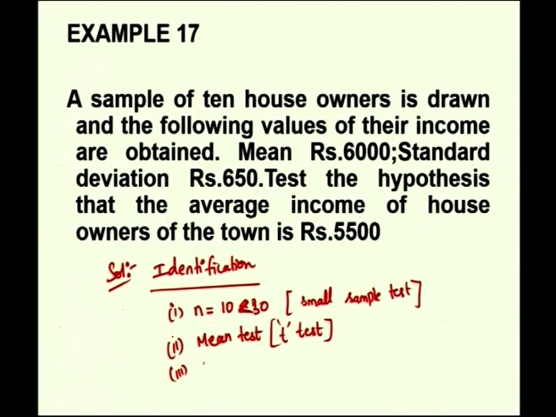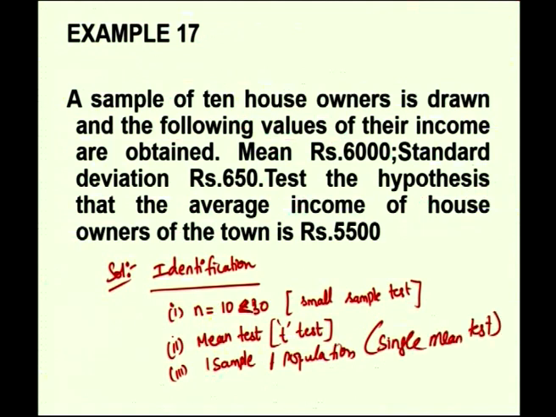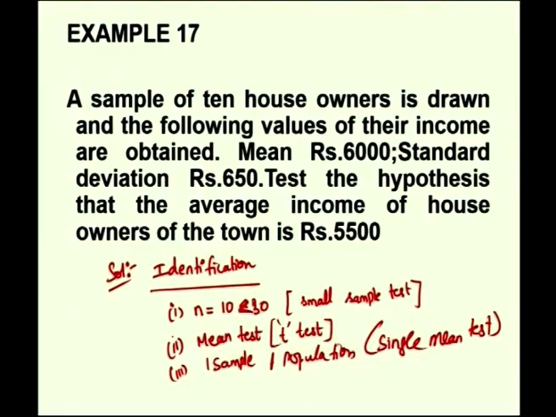A single mean test means only one type of sample is taken from one population. Therefore, it is a single mean test. If two types of samples are taken from two different populations, then it will be a difference of means test. And if the samples are taken from paired observations, then it will be called a paired t-test. So, after identifying this as a single mean test, we will set up the hypothesis and then compute the statistic.